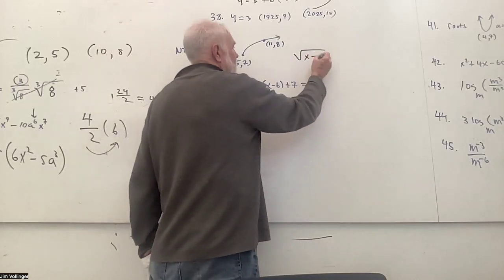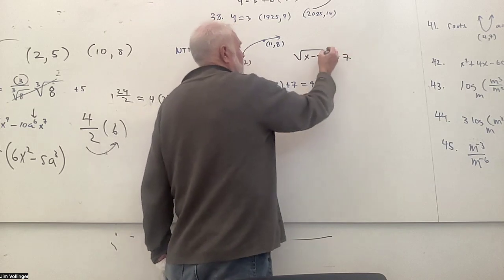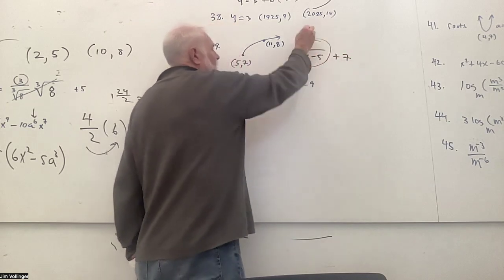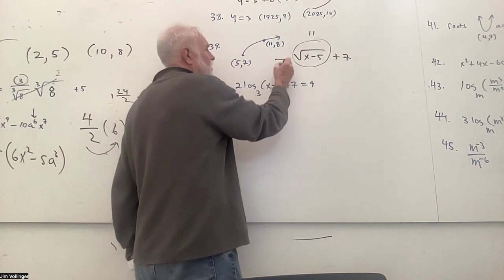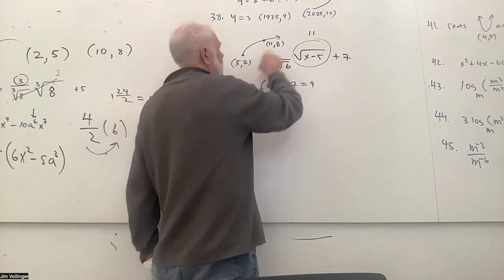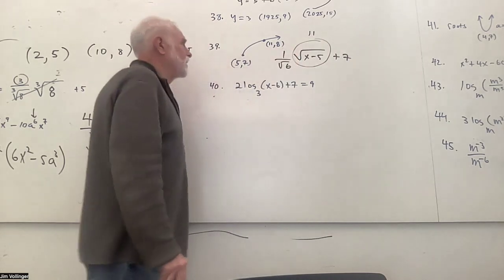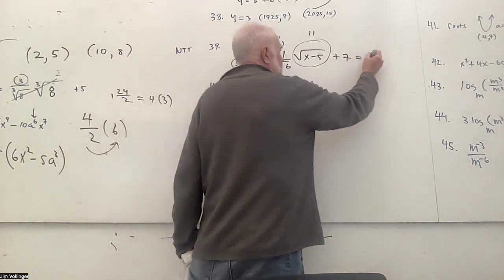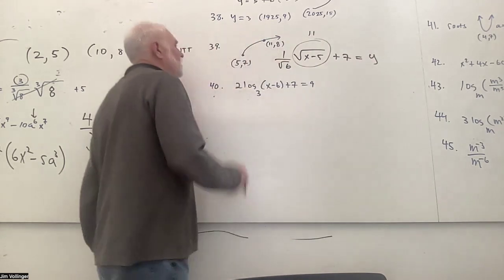So x minus 5 plus 7. I've got to look at the change here when I drop 11 in. I get the square root of 6, which doesn't take me to 8. But from 7 to 8, I just got to go up 1. That's that function. Put it in Desmos or some graphing calculator. You'll get that.